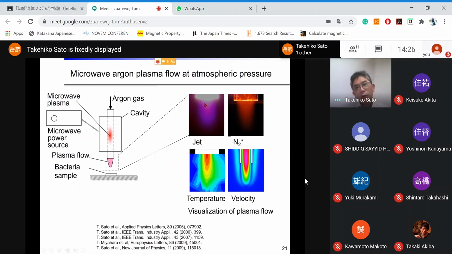This one, we cannot see by naked eye, but we visualize this using the camera. It's a little bit difficult, but it's possible. And we also analyze the temperature distribution and the velocity distribution.